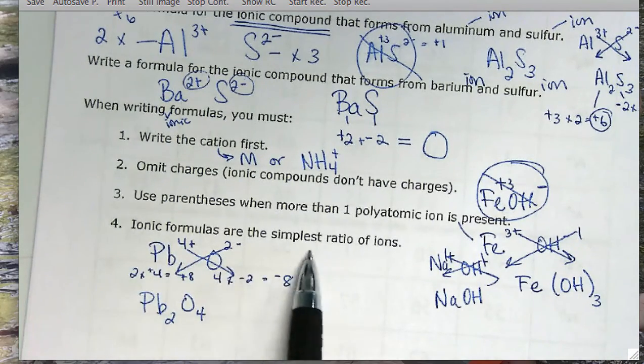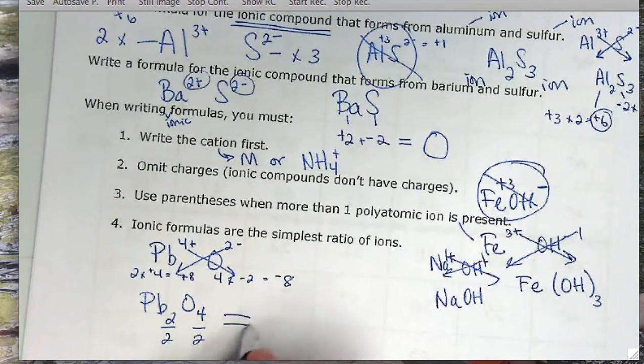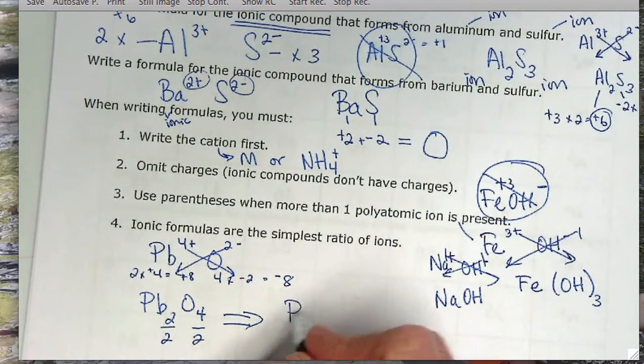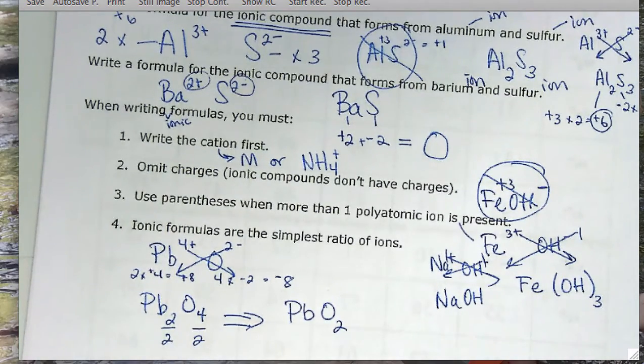Now, look at number 4. Ionic formulas are the simplest ratio of ions. This ratio right here, can that be simplified further? Yes. How would I simplify it? We could divide by 2 on both sides, which makes the Pb 1 and then the oxygen 2, which is the lowest ratio. So that's the simplest ratio of ions. If you left it in its unsimplified state, Pb2O4, you might get half off. Usually writing formulas is about 3 points, so I might give you 2 to 3 points, something like that.